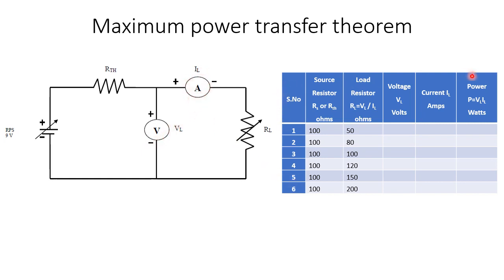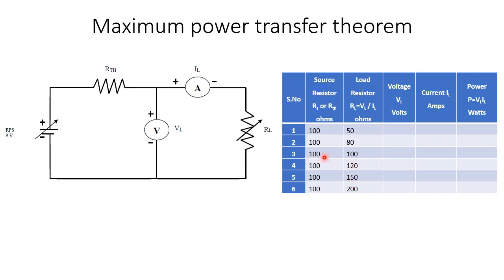This is the table that we are going to use for maximum power transfer theorem, and the Thevenin's resistance or source resistance is assumed to be 100. So all the 6 readings will be 100, and the load resistance we are going to vary from 50 ohm to 200 ohm. As we know, the maximum power will be transferred when the source resistance is equal to load resistance.